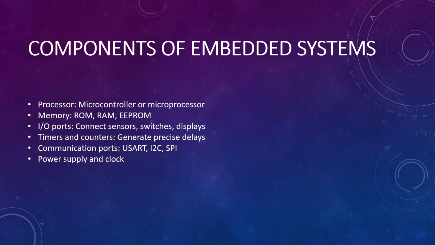Timers and counters help us to get precise delays and times. Next are communication ports. Communication ports help the embedded system connect with other peripheral devices. Examples are USART, I2C, SPI, UART. And the last one is the power supply and clock, which provides electrical supply to the whole embedded system.